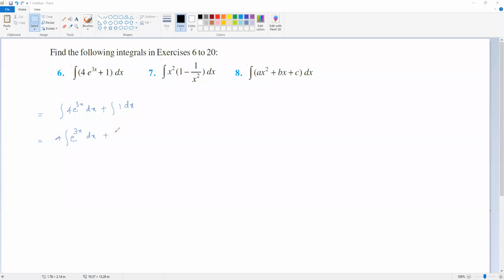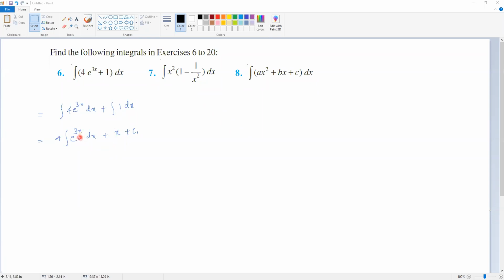Integral 1 is x plus, is there a constant of integration? You can give, say, some c1. Second, we already integrated. Integral 1, because the derivative of x is equal to 1. So integral 1 is x.